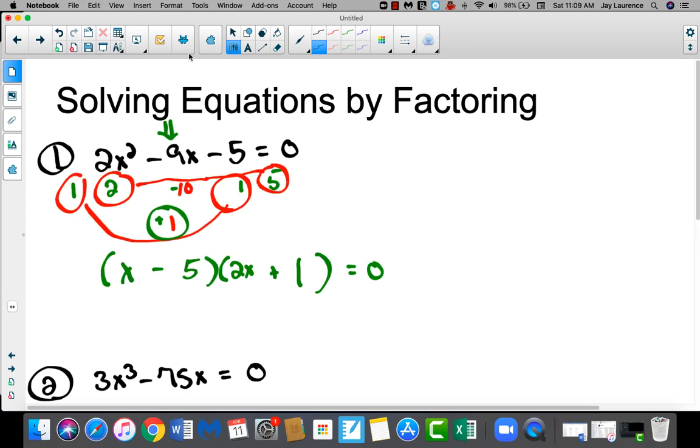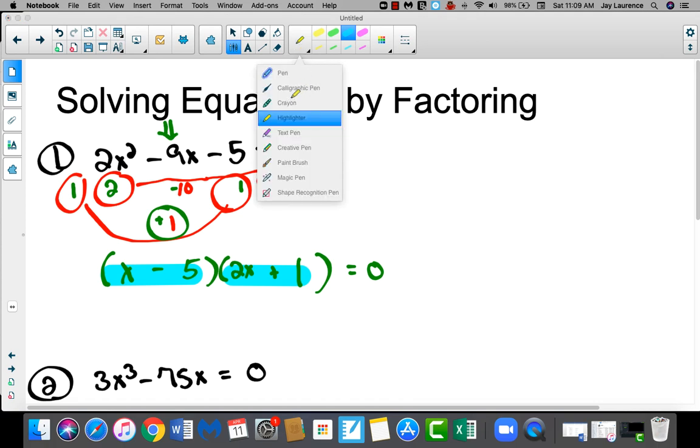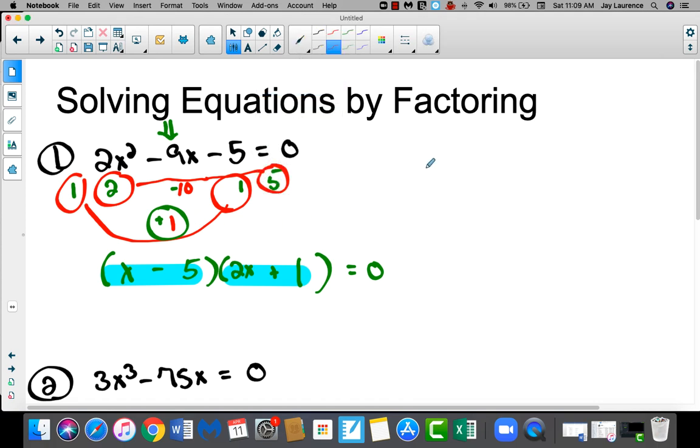Well, take a look at this. I have two factors, and I'll highlight them here for you. One of my factors of 2x squared minus 9x minus 5 is x minus 5. The other factor is 2x plus 1. These two factors are being multiplied together. They equal 0. If I could find out when x minus 5 equals 0, I'd know one of my solutions. If I could find out when 2x plus 1 equals 0, I'd know one of my solutions. Well, here's all we do. We take x minus 5, we set it equal to 0, and we solve it for x.